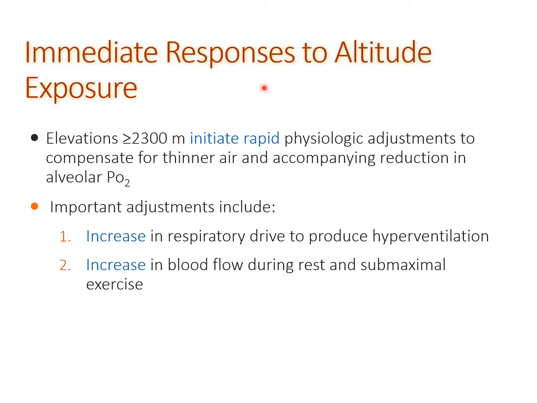We talked a little bit about this on the last slide, but this goes into a touch more detail. So when we get to these elevations of greater than 2,300 meters, we get this rapid physiological adjustment to compensate for thinner air and the reduction of alveolar pressure of oxygen. So you're not going to get this pressure from the outside pushing oxygen into your lungs. So what do we need to do in order to get more oxygen? Well, we need to increase our respiratory drive so we get hyperventilation. And then we need to increase blood flow during rest and submaximal exercise so that the tissues that need oxygen are getting them. So we need to improve the blood flow to these other areas.